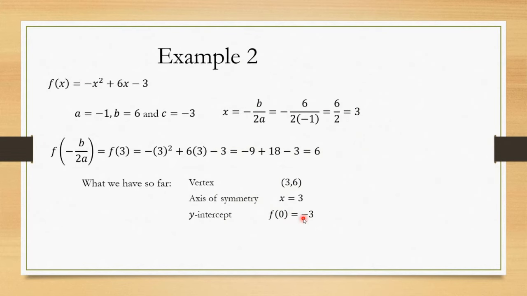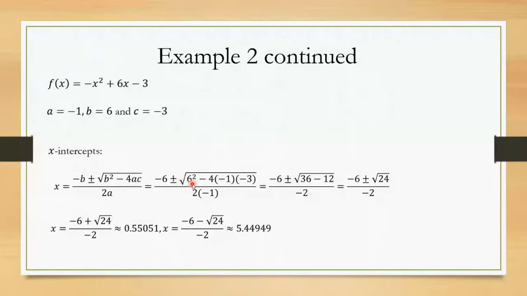Okay, so we have this. Now we need the x-intercepts, right? So again, quadratic formula. We have minus b, plus or minus the square root of b squared minus 4ac, over 2a. Right, so we have our a, b, and c. So I'm just replacing. I replace b with 6 in the formula, a with minus 1, c with minus 3. We have all this, as you can see.